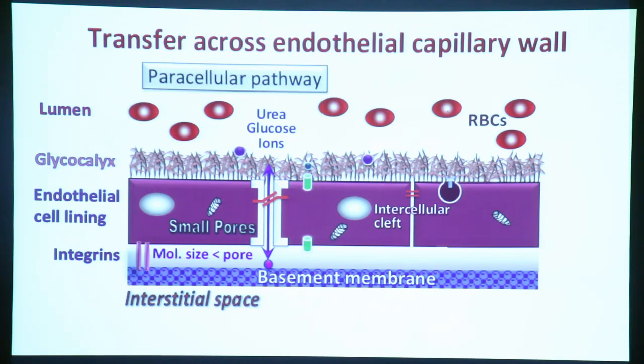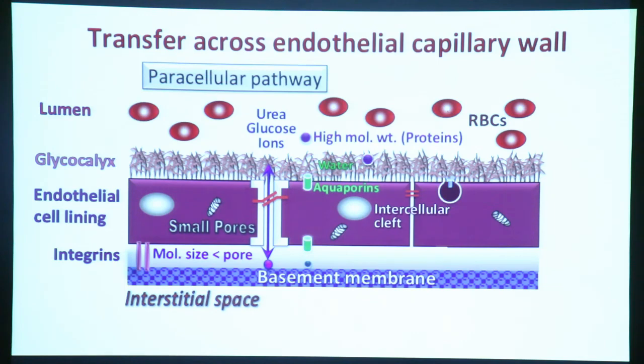Now what happens to water? Water goes through special channels called aquaporins, and it goes across the cell. It doesn't go between the cells but across them, because there are special gated channels which allow water to seep through. Molecules larger than the pore size cannot go across the endothelial cell, and these are protein molecules. So the proteins need to be transported by a different mechanism.